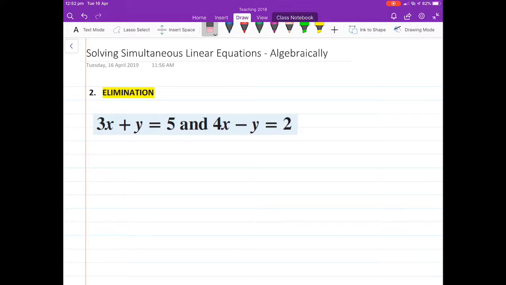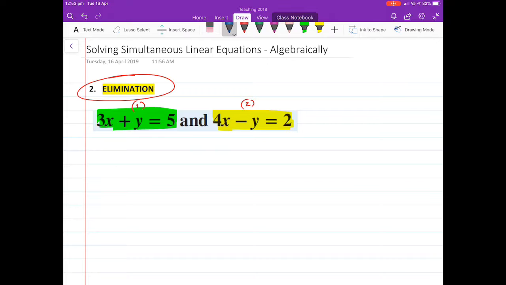Okay, having a look here at solving simultaneous linear equations, still algebraically, but we are looking at our second method of solving them algebraically, which is elimination. What elimination requires is for one equation to be added or subtracted to another equation in order to eliminate one of the variables so that we can go and solve. So first things first, we're going to go and label these equation 1 and equation 2.